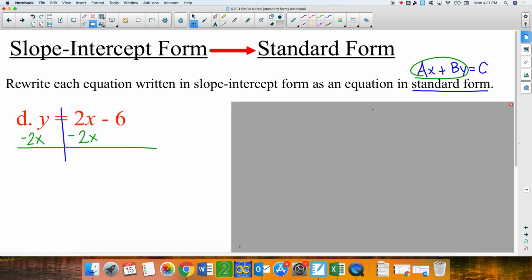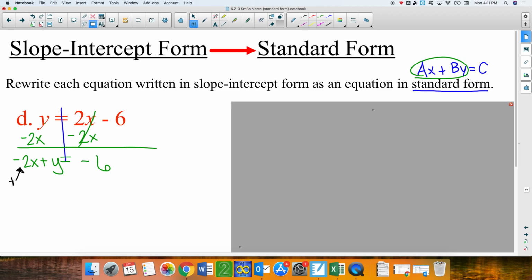And remember, these are not like terms, so I'm going to write them separate. So I'm going to bring down my negative 2x. My y is positive, so I'm going to put a plus sign, and then equals negative 6. Okay? In standard form, your a value, or your very first number, is supposed to be positive.